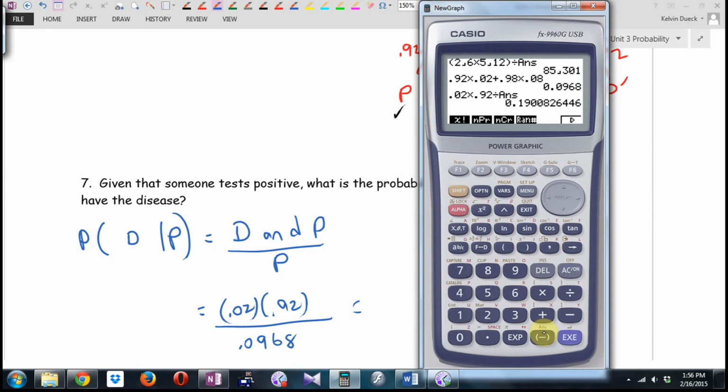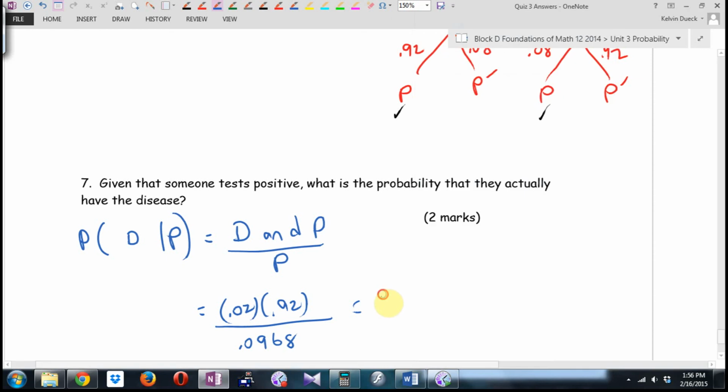You get 0.19008264, 0.19? 19% chance. Hey, there's an 80% chance that you're fine. What's the moral of the story? Get a second test every time.